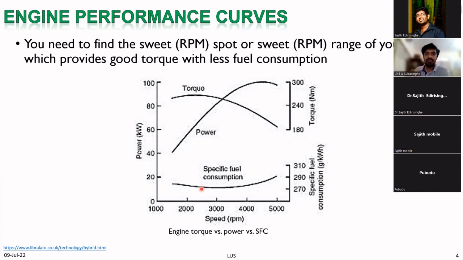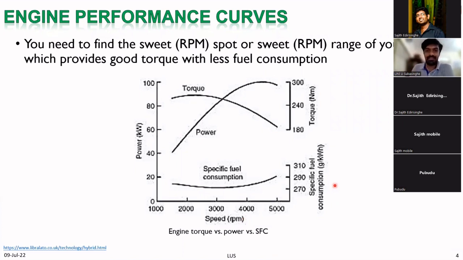So if you are a skillful driver, or if you are going to practice this, then you need to try to maintain the RPM of your engine within the sweet range. Therefore, you can actually improve the fuel economy of your vehicle just by maintaining the RPM of the engine. So that is the first thing.